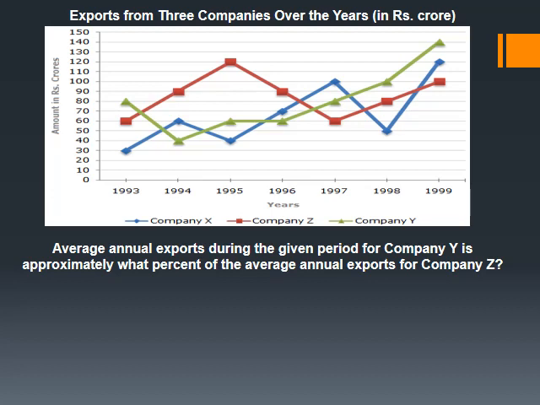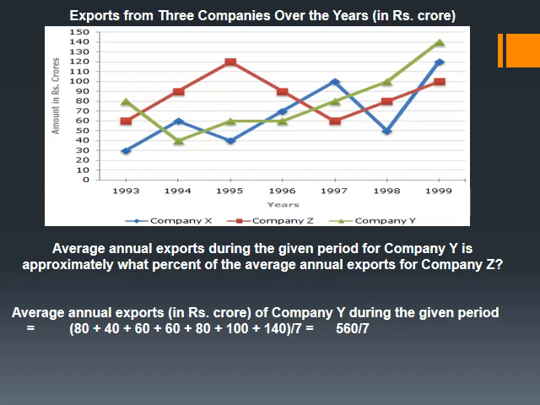That gives the average annual exports. It is not the total; we find the total and divide by the number of years, and it gives the average. Similarly, you find the total export income of company Z and divide by 7. That gives the average annual export for Z. And then we have to find the ratio, the percentage, of Y on Z. So the average of Y divided by the average of Z multiplied by 100 gives the percentage.